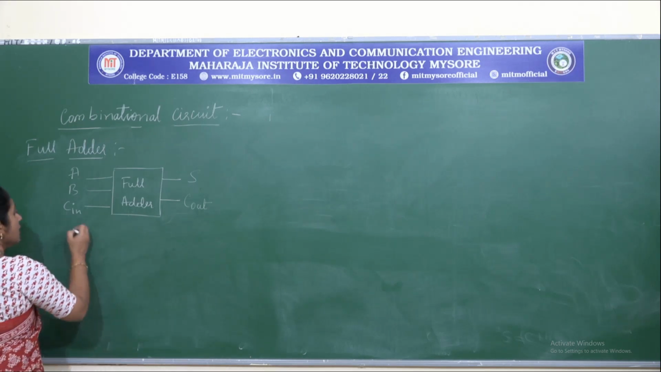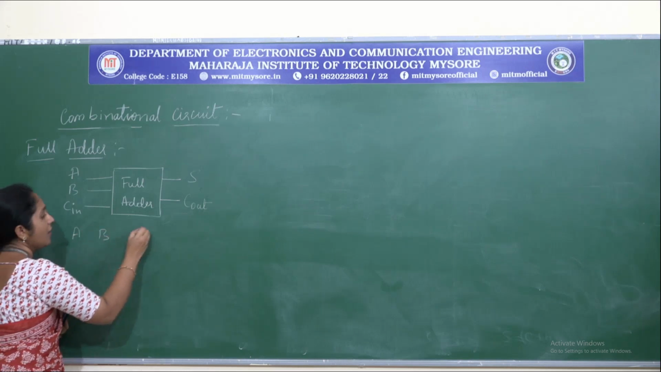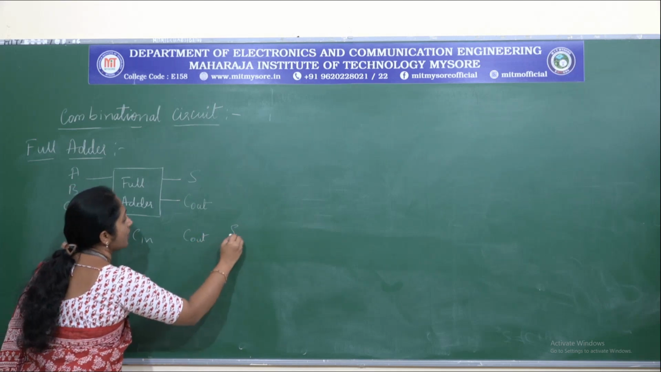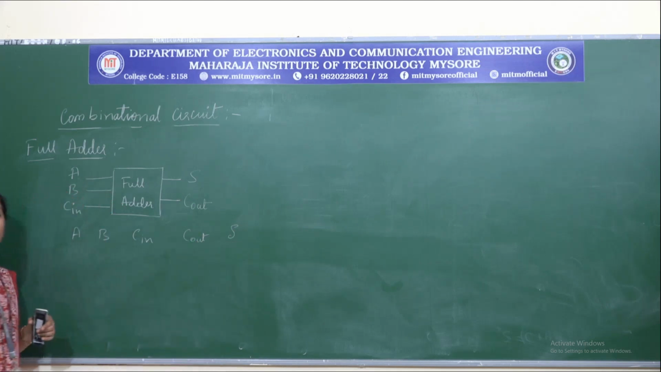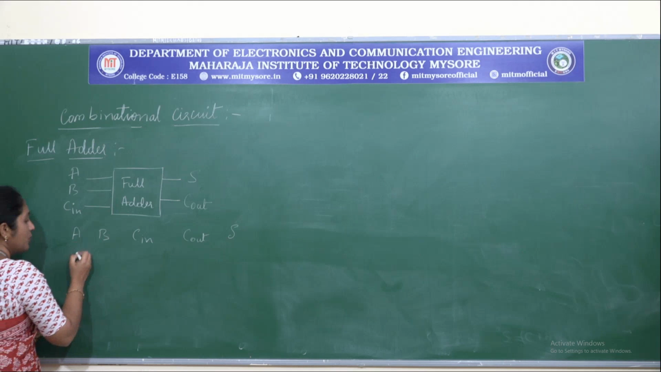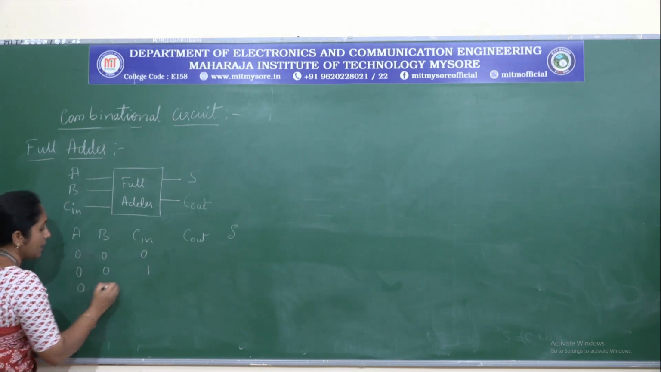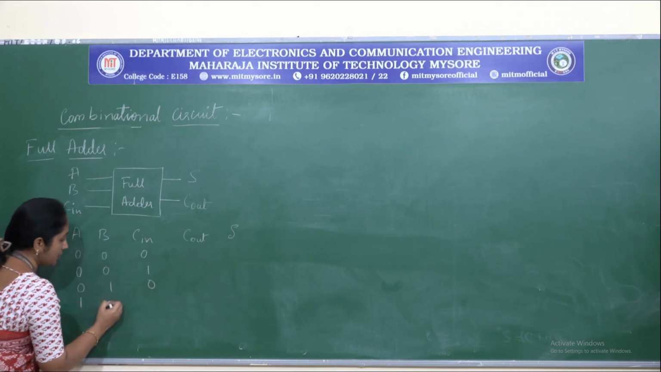Now let me write the truth table for this. So we have A, B, C in and C out and sum. Yes. How many inputs do we have? We have 3 inputs. So the possible combinations are 8 combinations.